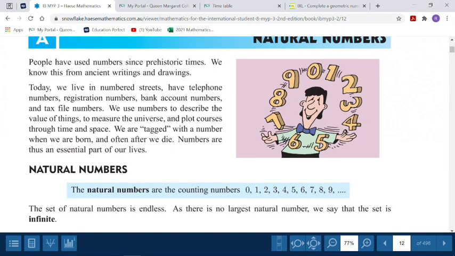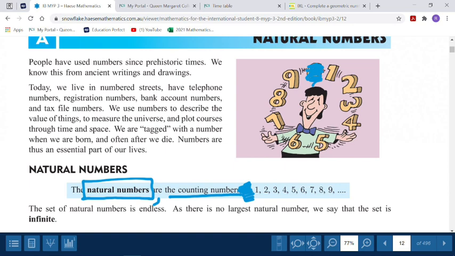So the first thing we're going to talk about is something called the natural numbers. So you need to write natural numbers, comma, and the natural numbers are the counting numbers. Now I'm going to tell you that the book has made a huge mistake here. The natural numbers do not include 0. Because if you start counting sheep, for example, what do you start with? 1. You don't start with 0 sheep. You start with 1. The natural or counting numbers are simply the numbers that you would count with.